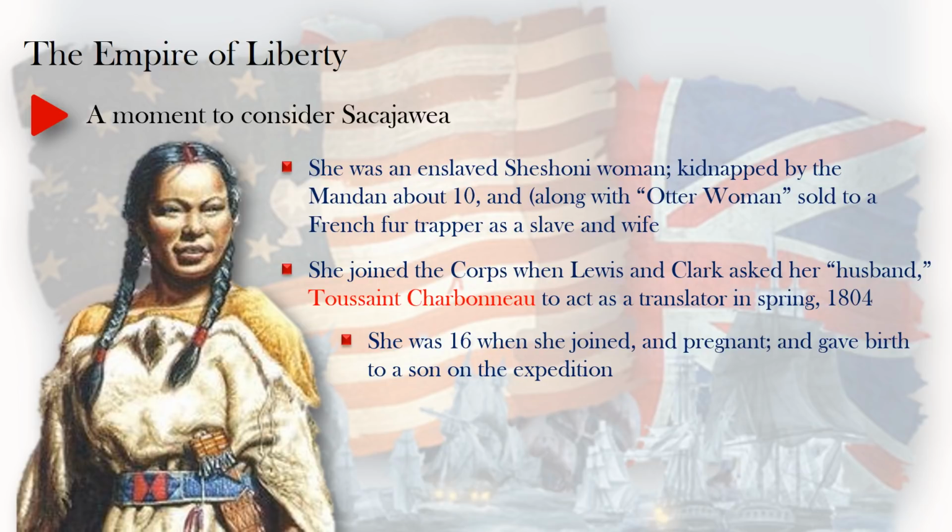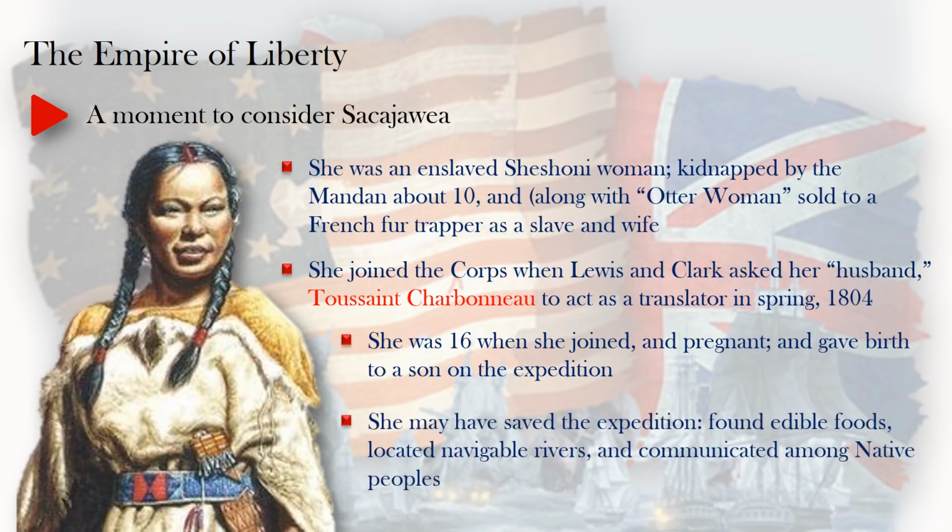And the presence of a child along the way helped to maybe solidify the idea in other natives' minds that they were on a peaceful mission, because war parties very rarely bring the kids along, and so this probably helped them quite a bit. The other thing that helped them a lot was Sacagawea's extensive knowledge of the terrain and the people that inhabit it. She located edible foods, navigable rivers, and communicated among the native people, probably saving their necks more than once.